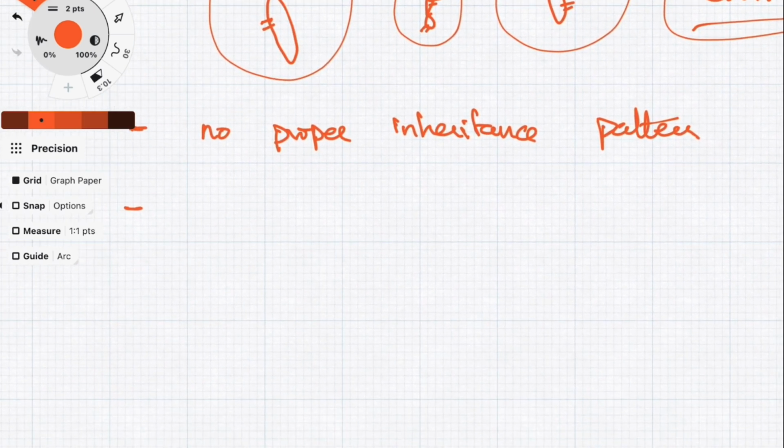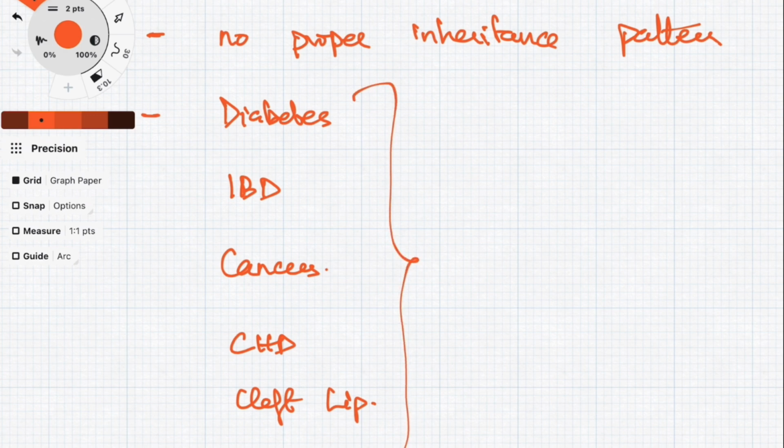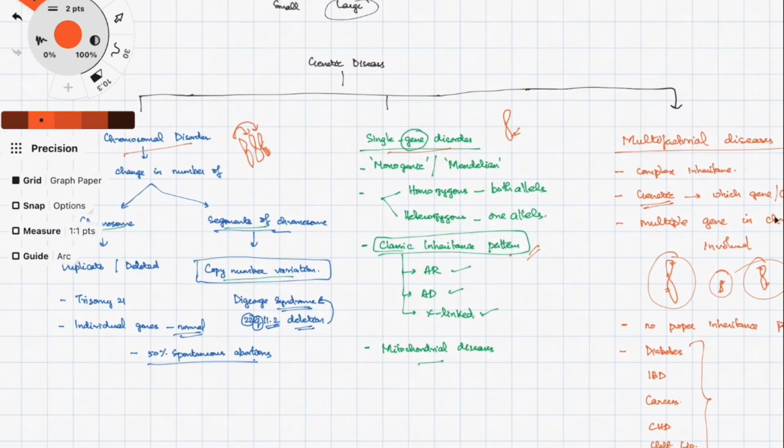Some examples of this, one of the best examples which I can give is diabetes. Everybody knows. Then we have inflammatory bowel diseases. Then we have various types of cancers, like breast cancer, ovarian cancer and all that. And then congenital malformations can also happen, like congenital heart diseases or cleft lip. These are some of the examples of multifactorial diseases. So genetic diseases can be simply classified as chromosomal, single gene, and multifactorial diseases.